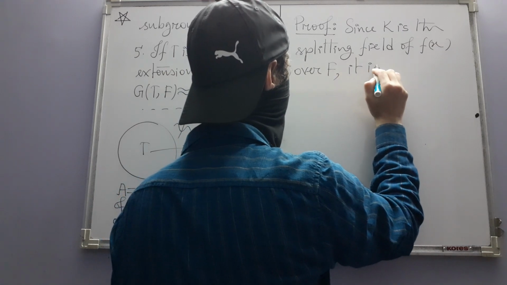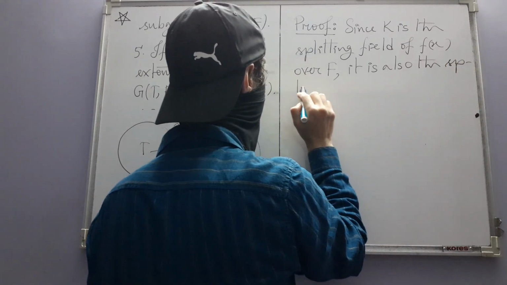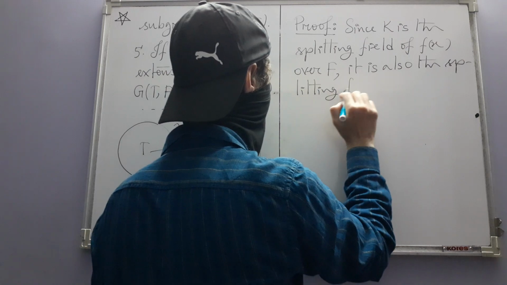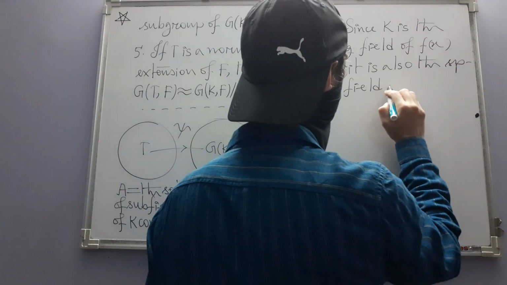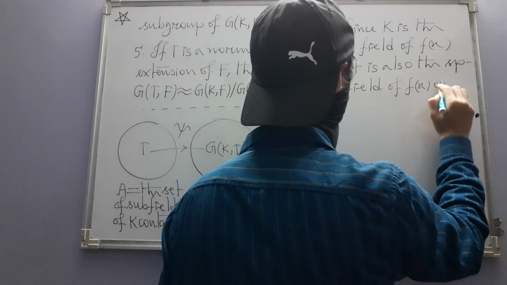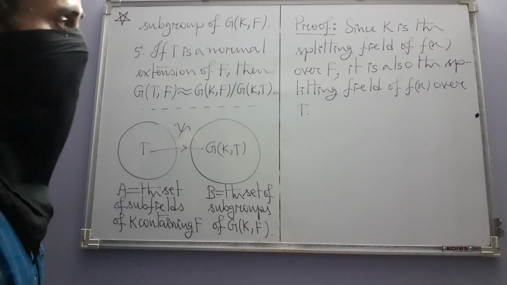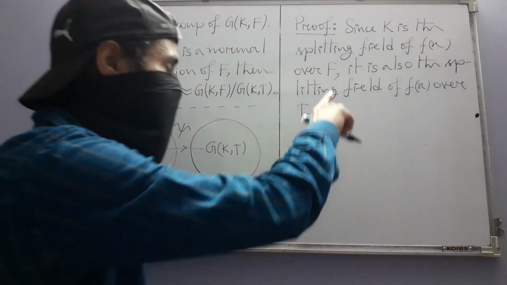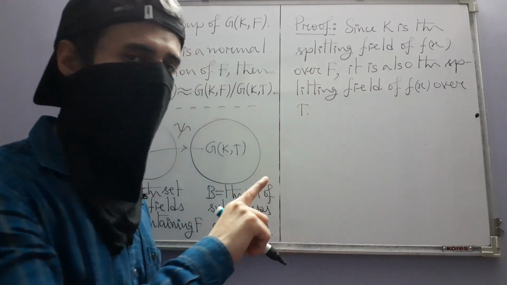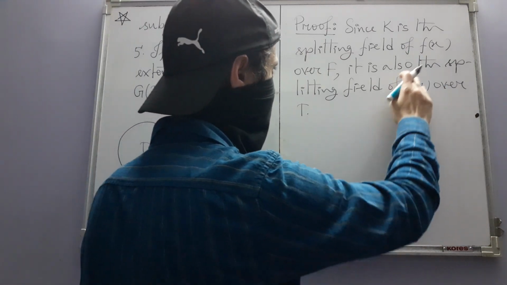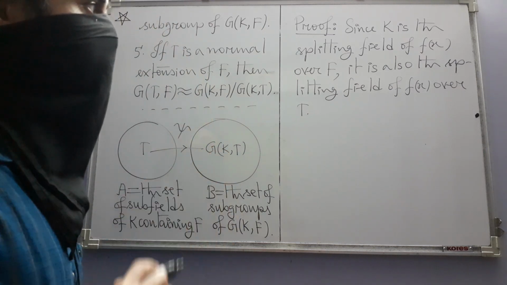So it is also the splitting field. It means K is also the splitting field of f(x) over T. Over T means, you see, if f(x) has all its coefficients coming from capital F, then since T contains F, those coefficients in particular are also in T, and that is why we can consider f(x) a polynomial over T as well. And in that case also K is the splitting field of f(x).